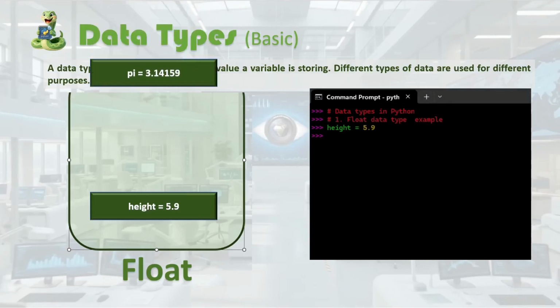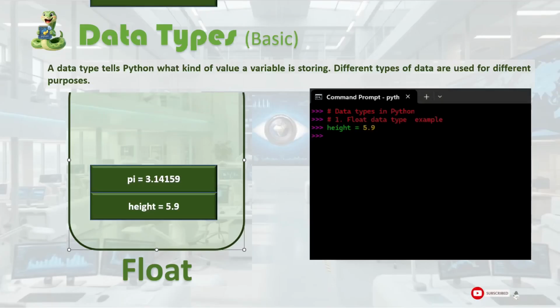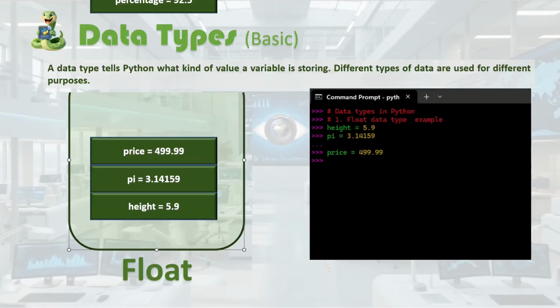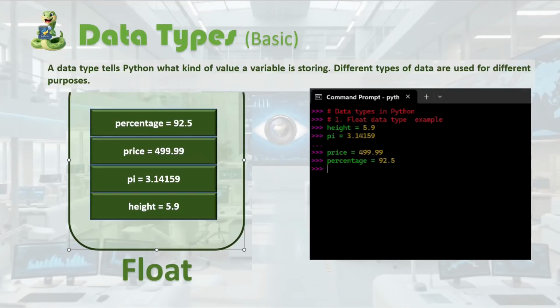Some of the examples for float are pi equals 3.14159, price equals 499.99, and percentage equals 92.5. All of these values contain a decimal point, so Python automatically recognizes them as float values.